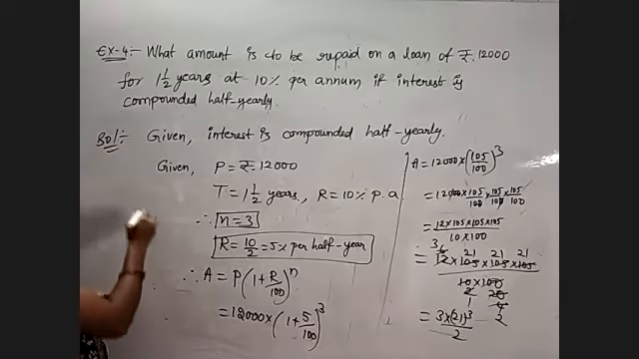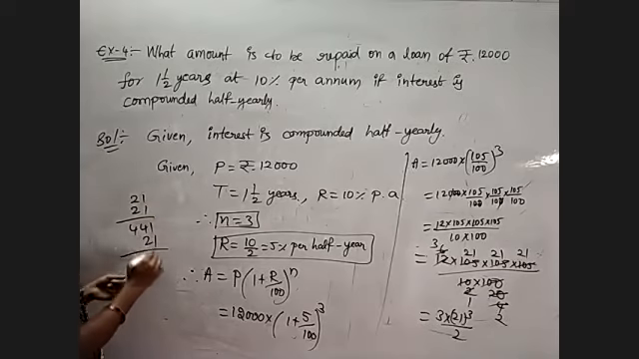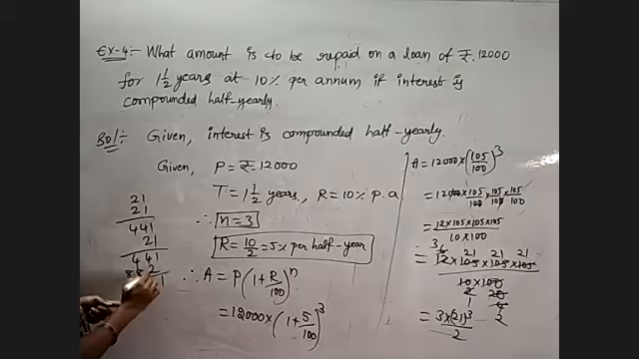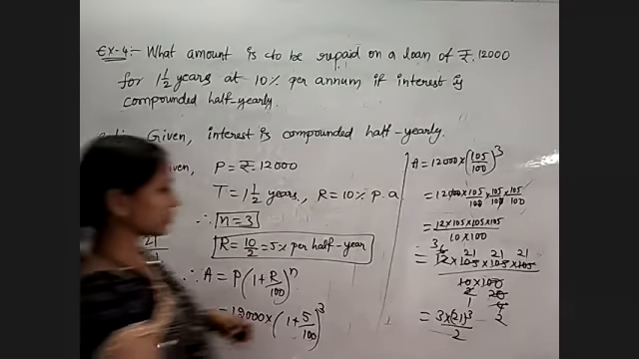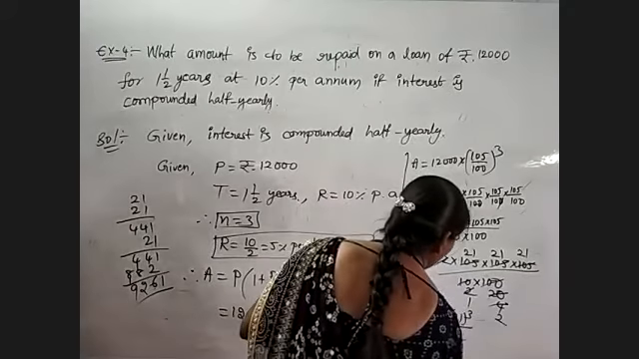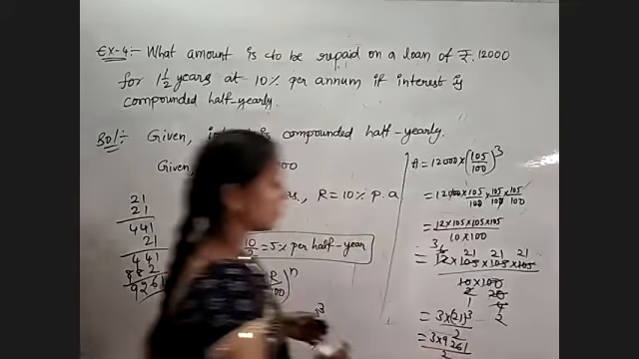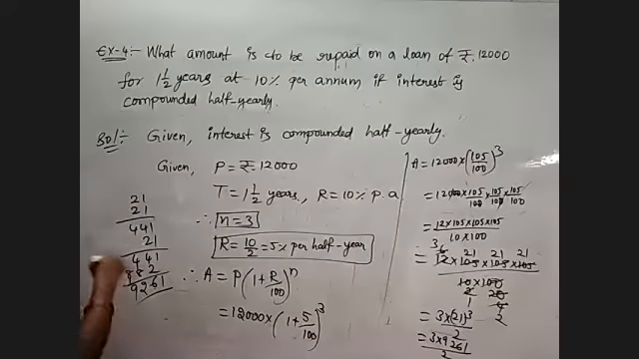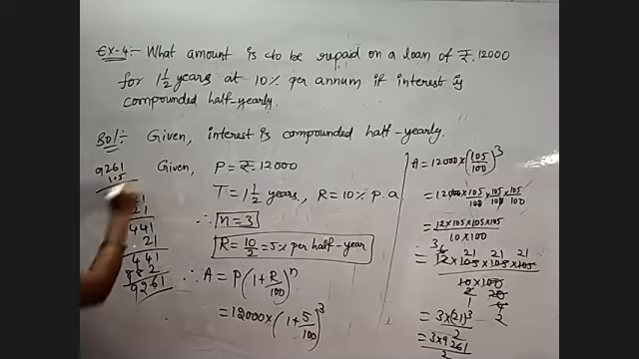Okay, now find out 21 cube. 21 into 21, 441 into 21. 1, 4, 4. 2 ones are 2, 2 fours are 8, 2 fours are 8. 1, 2 plus 4, 6, 12, 9. 9,261. 3 into 9,261 by 2. So 3 by 2 is nothing but 1.5. So 9261 and 1.5 we will get.